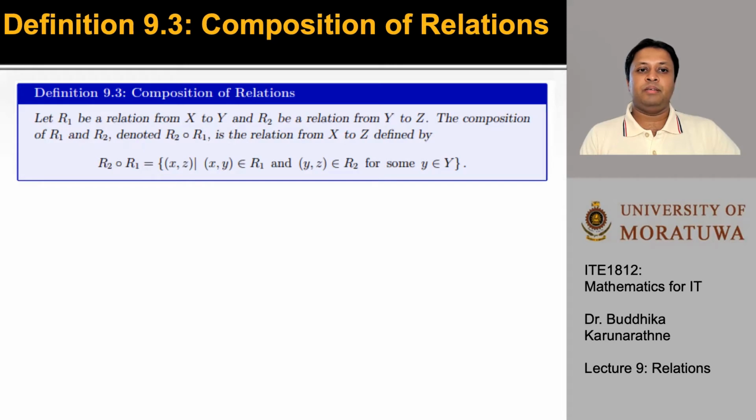Let R1 be a relation from X to Y, and R2 be a relation from Y to Z. Then the composition of R1 and R2, denoted by R2 ∘ R1, is the relation from X to Z defined by (x, z) in R2 ∘ R1, where (x, y) is in relation R1 and (y, z) is in relation R2 for some y in Y. So this is the mathematical definition of composition of relations.